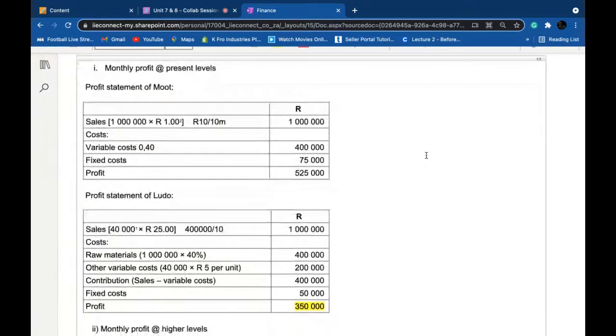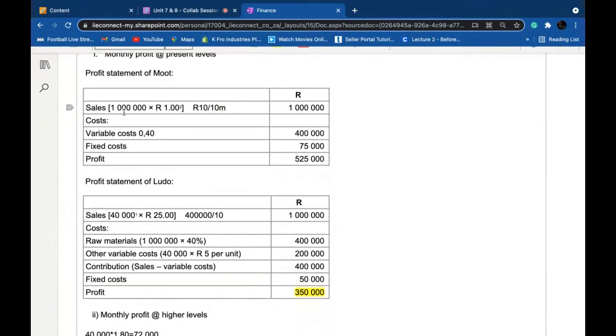So here's 7.3. Here you see the profit statement of Moot. All right, so here you've got the sales of 1 million.